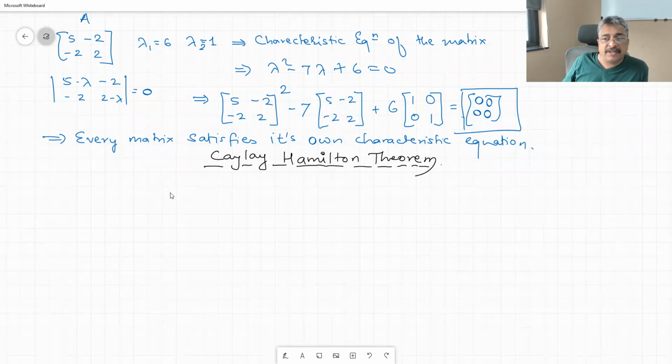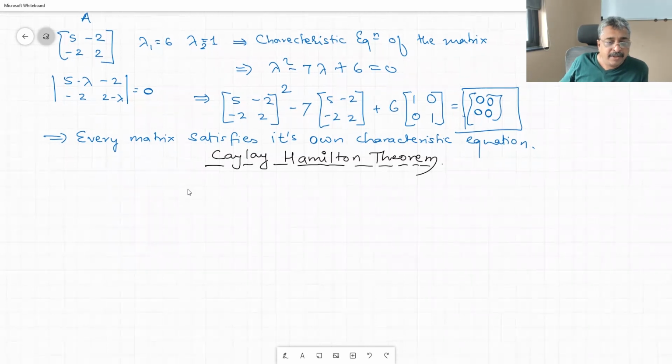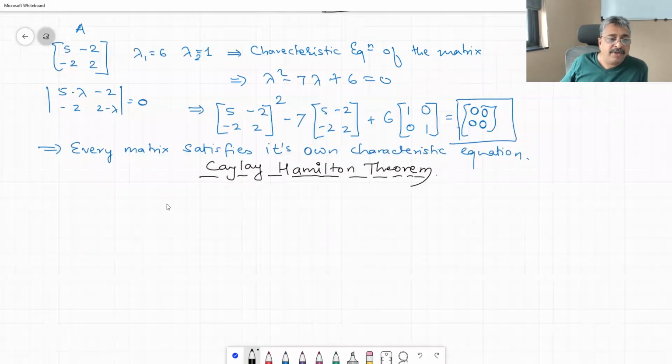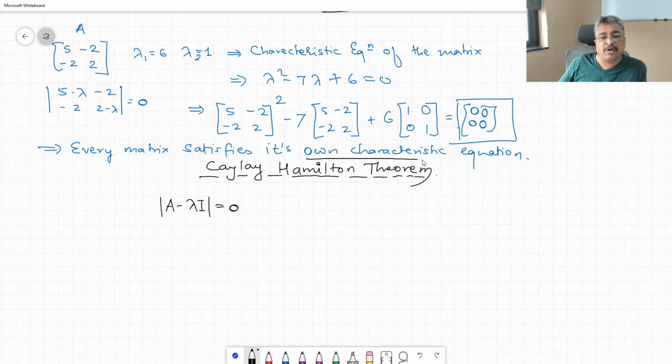How do we get the characteristic equation of any matrix A? We take A minus lambda I, and its determinant is 0. That is how we get the characteristic equation of matrix A. This is given to us. And we want to check whether every matrix satisfies it or not.